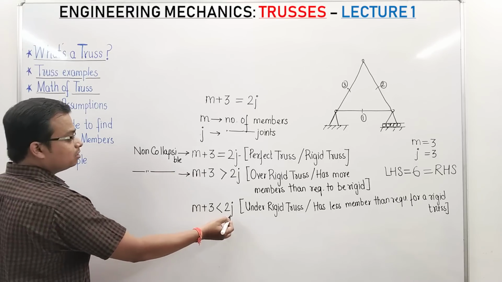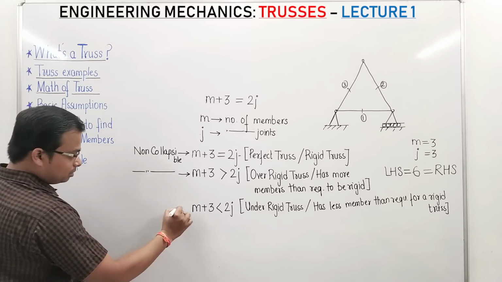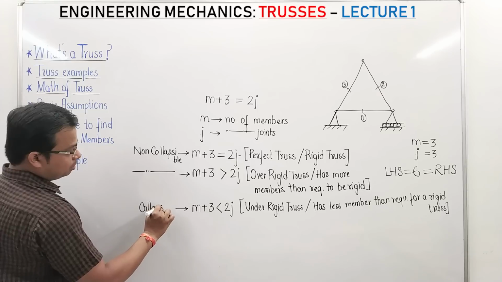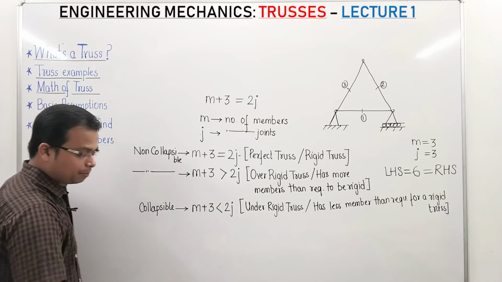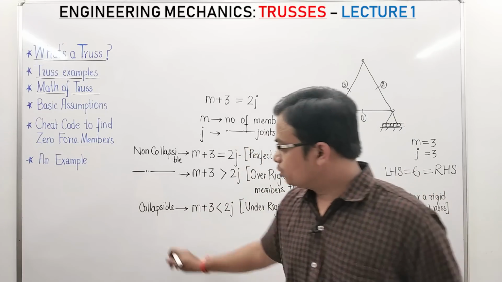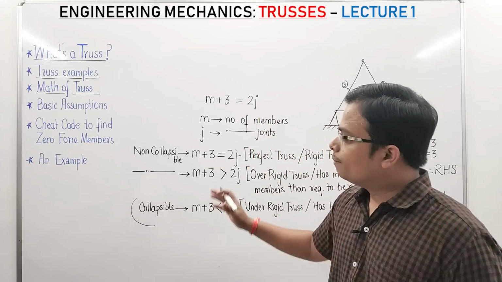But when LHS is less than RHS, when M plus 3 is less than 2J, in that case, the truss is collapsible. And when such a thing happens, your career may also collapse as a civil engineer. So make sure this never happens. Okay, so this was all about the mathematics of truss.